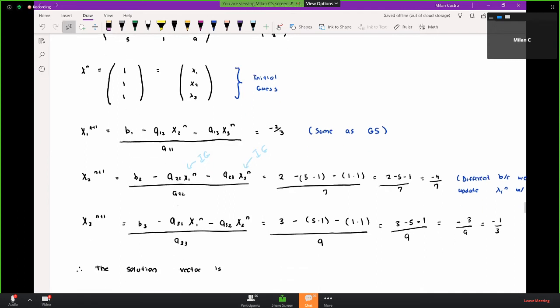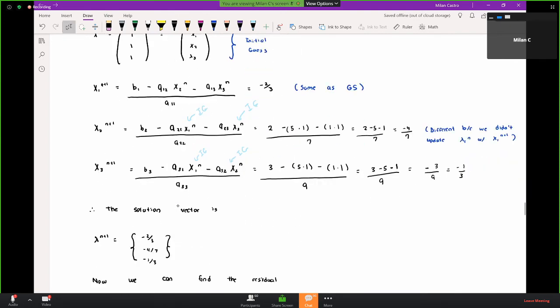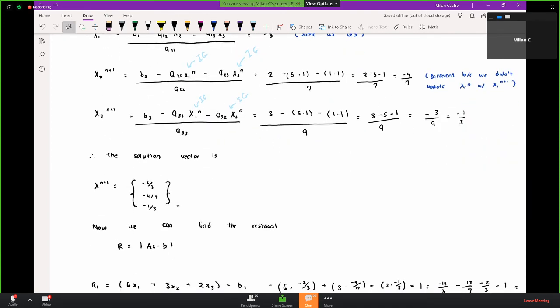And then for X3, we're still not updating. These are still going to be your initial guesses. So I think that's why it's a lot simpler. Since it's all ones, it's going to be pretty simple. So you end up getting 3 minus 5 minus 1 divided by 9, and you get -1/3. So the solution vector becomes this.